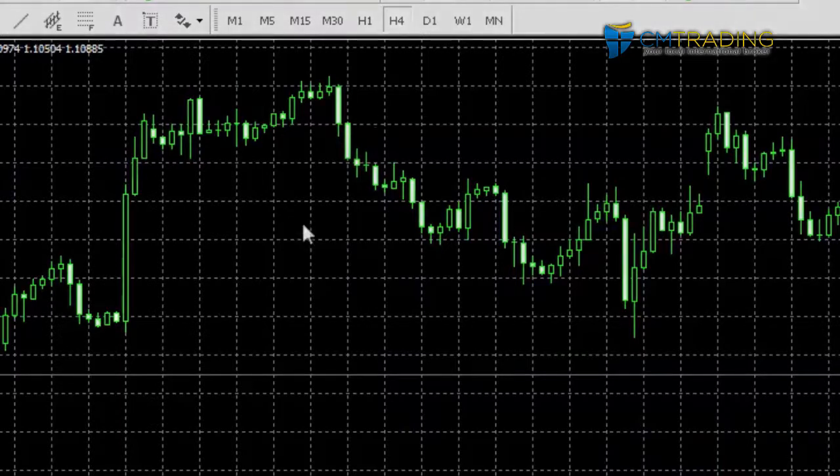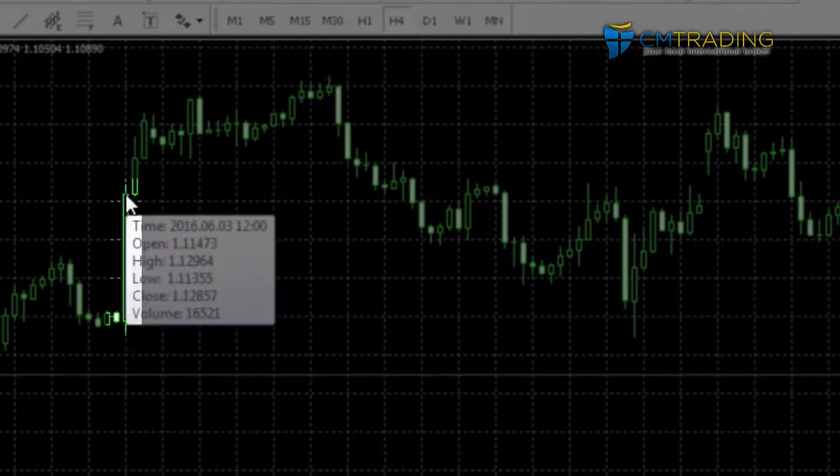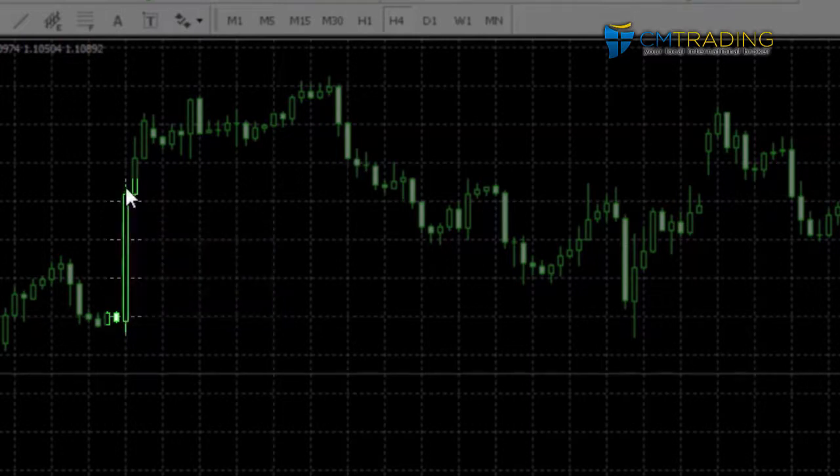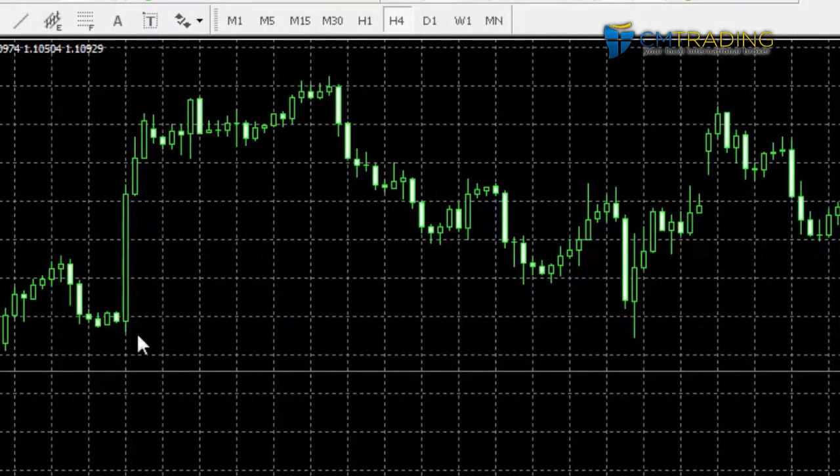So let's use this candle as an example. During 4 hours, the market opened here and it closed up at the top. At some time, it had a high price at the top there and had a low price at the bottom there. And this took 4 hours for this movement to happen.